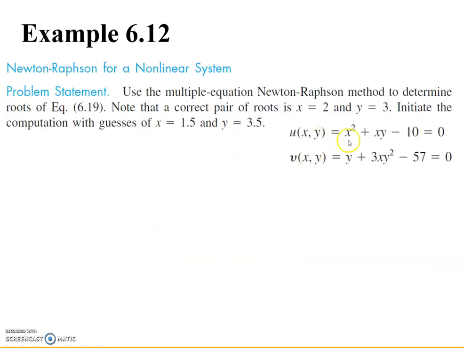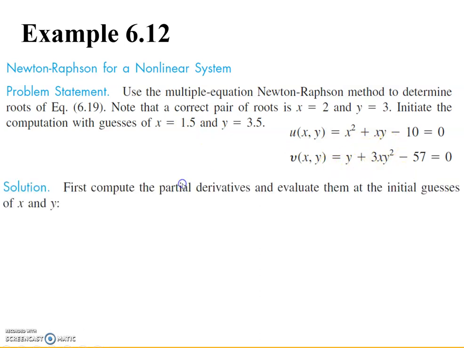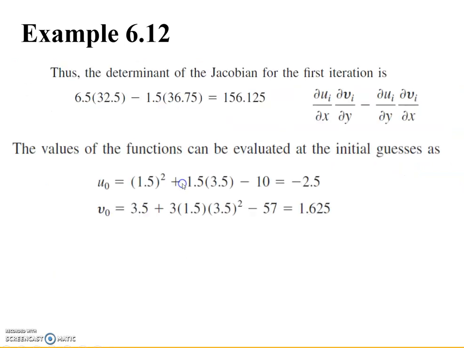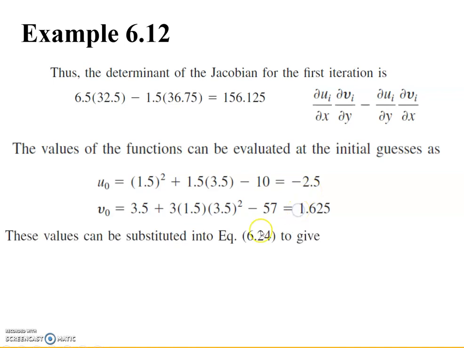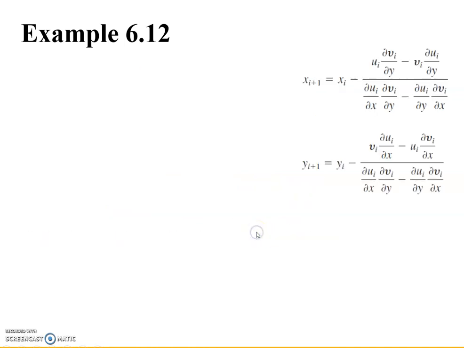So u naught and v naught means in this function we will put the value of x as 1.5 and the value of y as 3.5, and similarly for here. Then we calculate u and v over here, and this gives us the values of minus 2.5 and 1.625, and then we can substitute the values into these two equations.